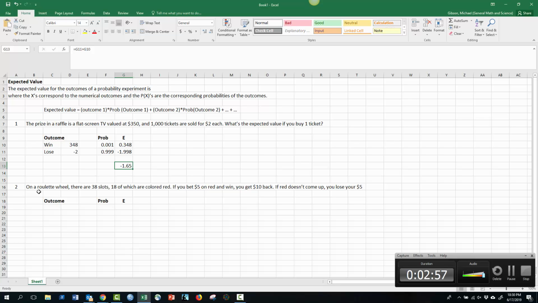Let's do another one. On a roulette wheel, there are 38 slots, 18 of which are colored red. If you bet $5 on red and win, you get $10 back. If red doesn't come up, you lose your $5. Okay? All right. So again, we're going to do win and lose.